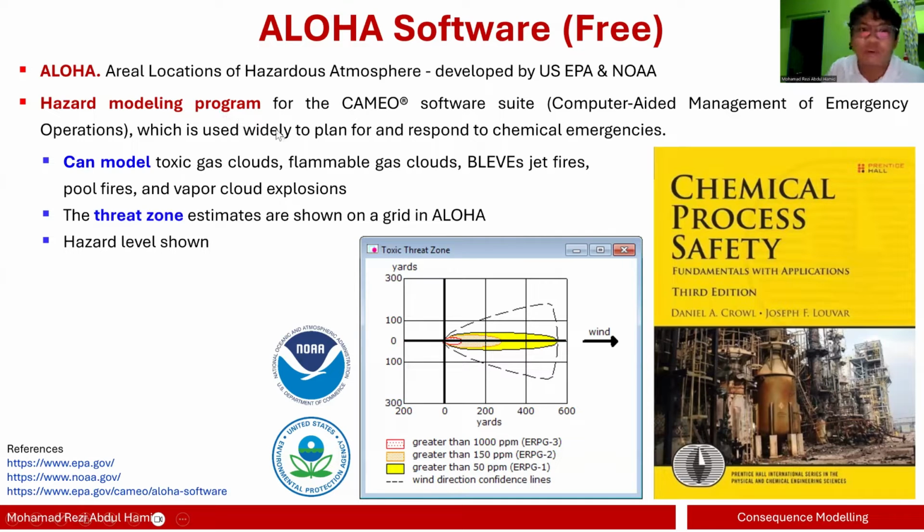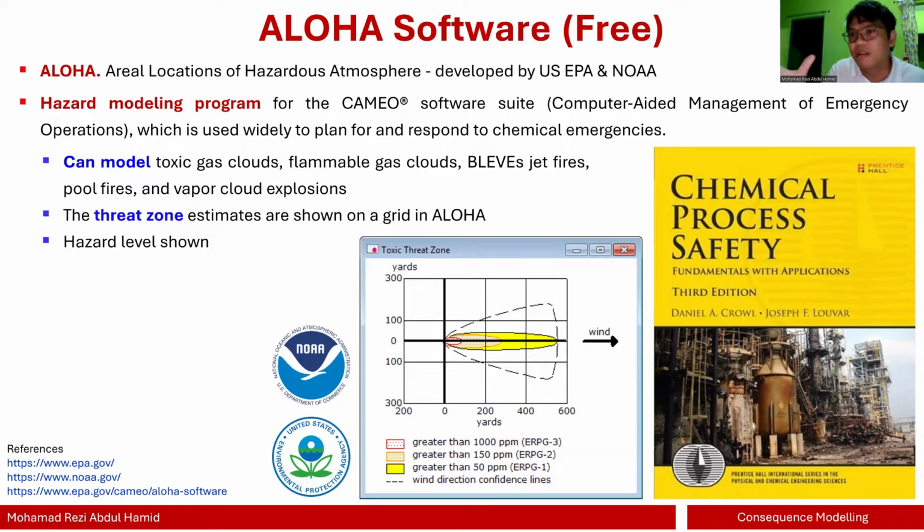It's basically a hazard modeling program to help us manage an emergency when there's an emergency. It can be used by anyone to plan and respond when an emergency occurs. This software can model, as I said, toxic gas cloud dispersion, flammable gas clouds, jet fires, pool fires, vapor cloud explosions, stuff like that. Of course, it can also estimate the threat zone.